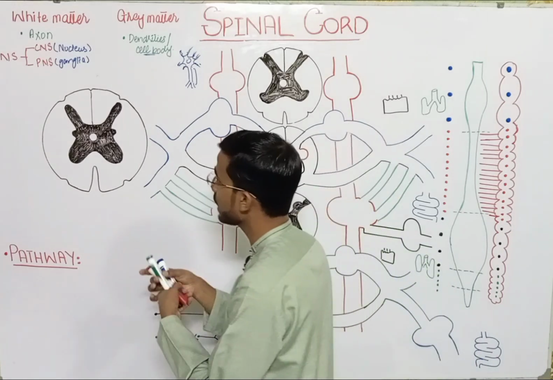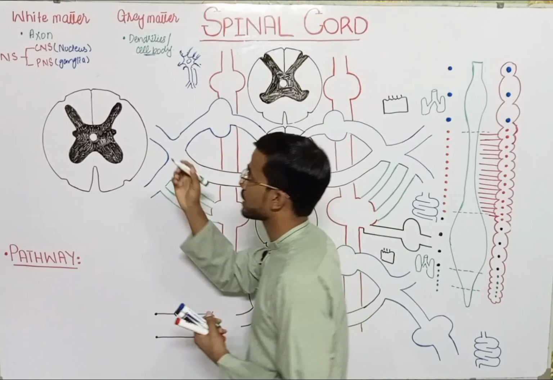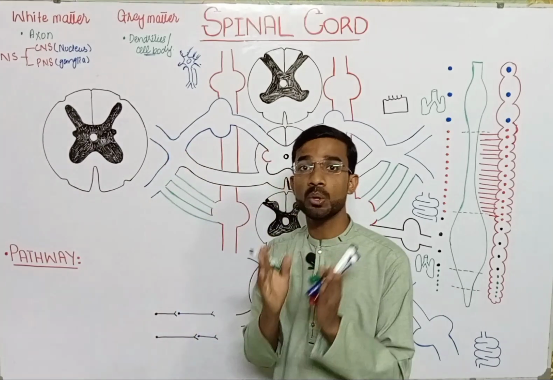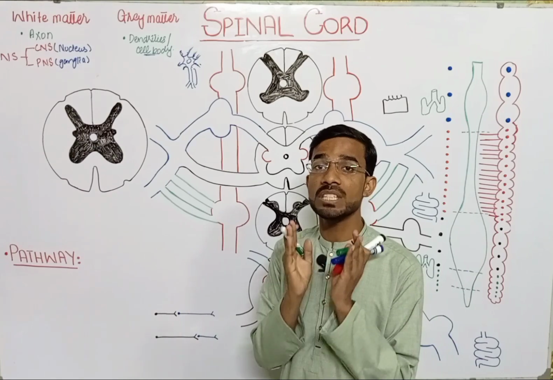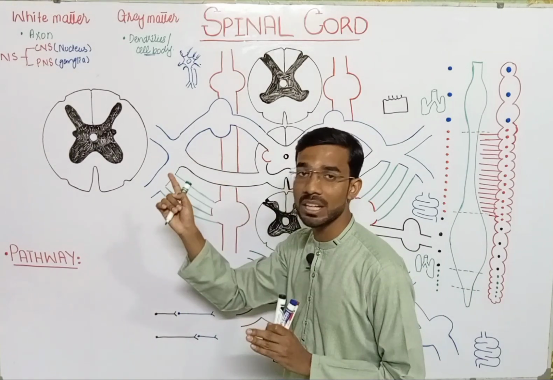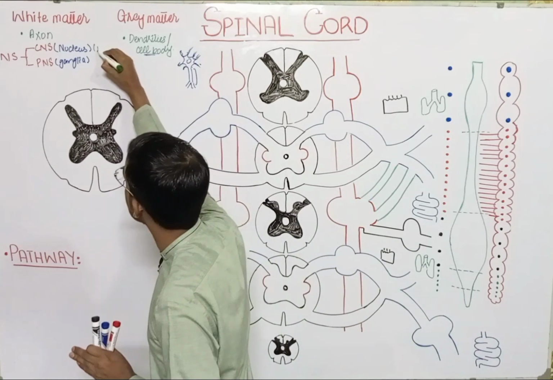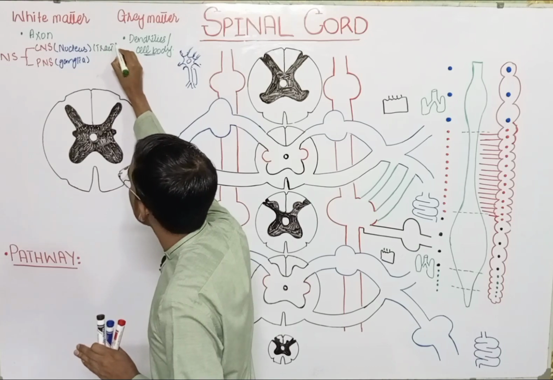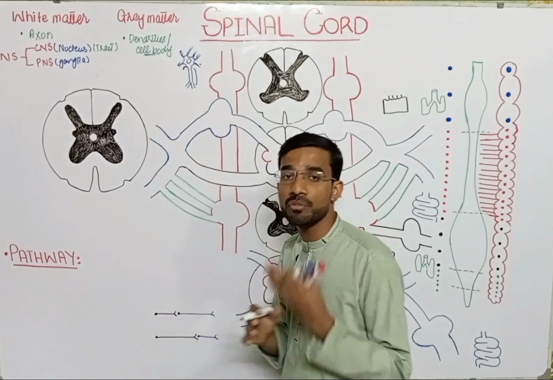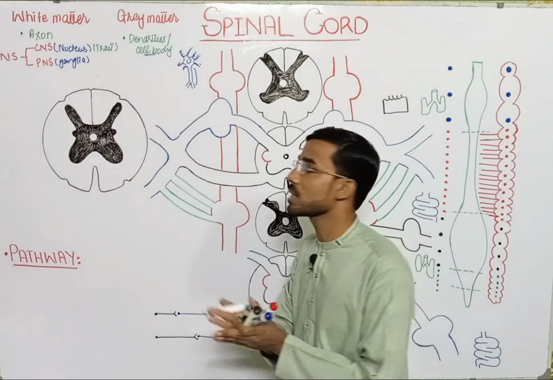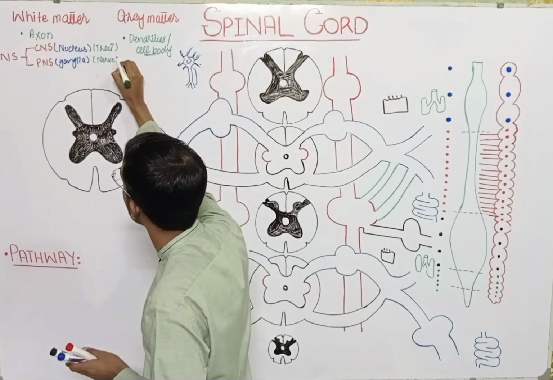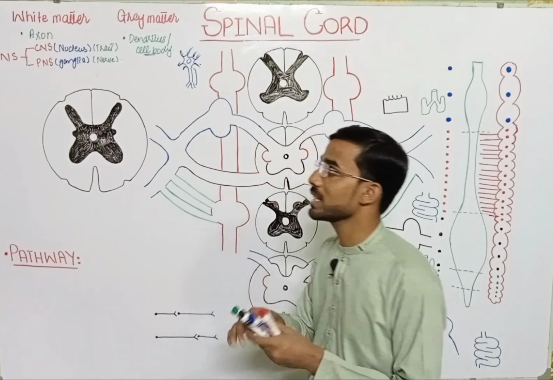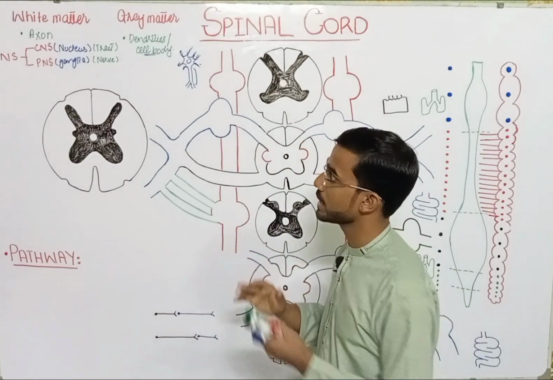Next is the difference between tracts and nerves. I'm talking about axons. If you see a collection of axons in the central nervous system, then it is called a tract. And if you see a collection of axons in the peripheral nervous system, then it is called a nerve. So this is basically the difference between the tracts and the nerves.